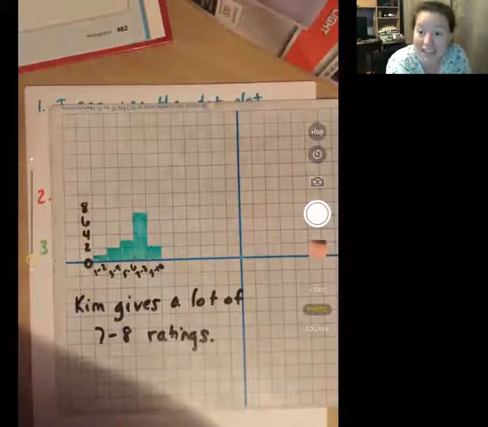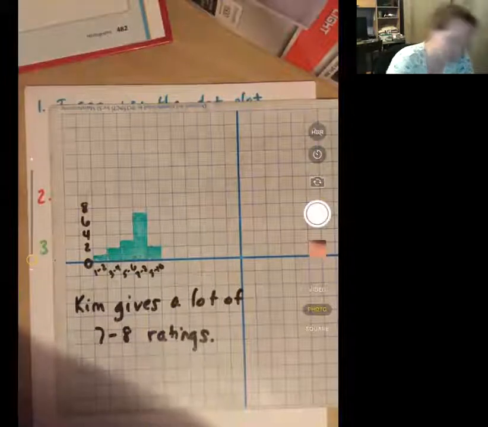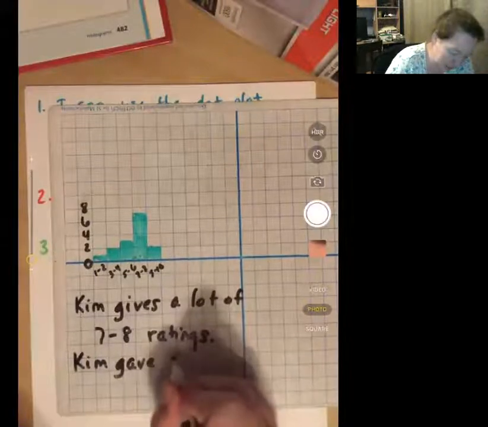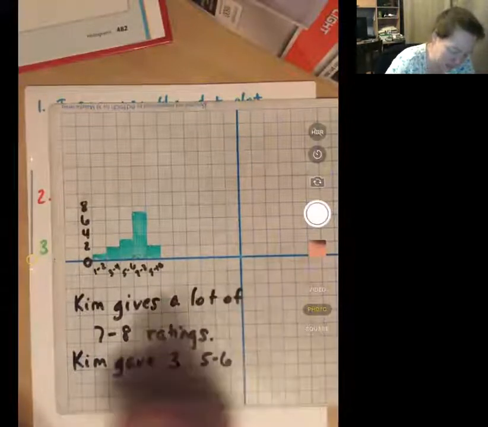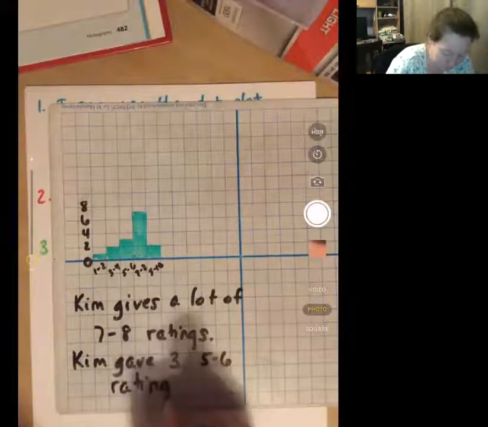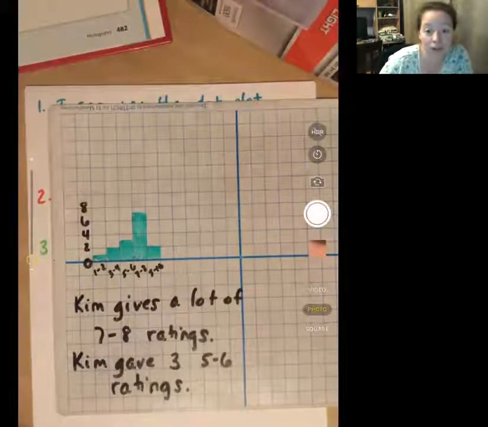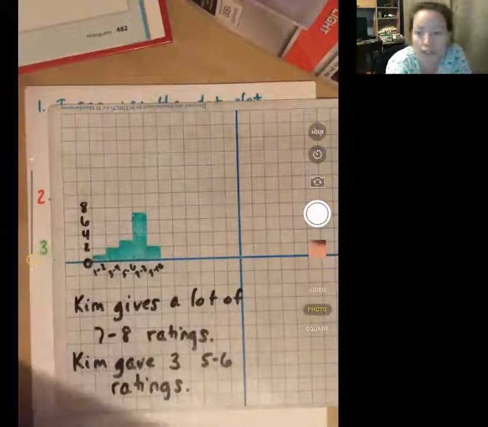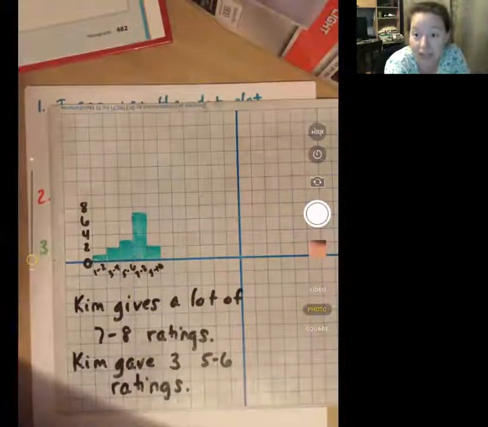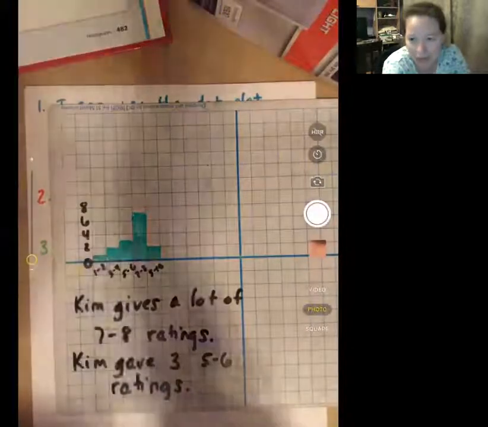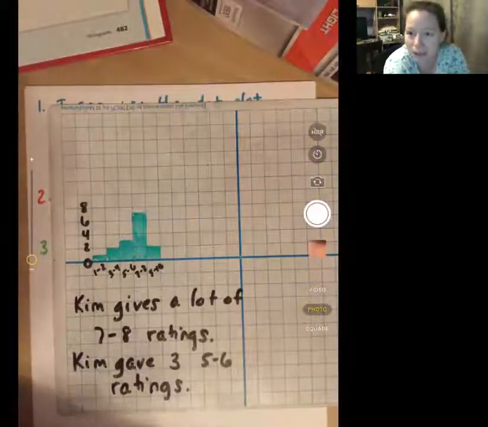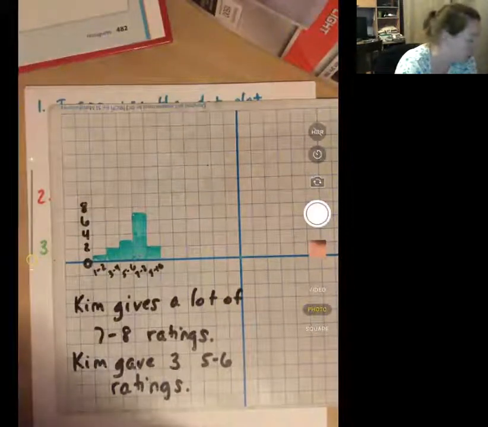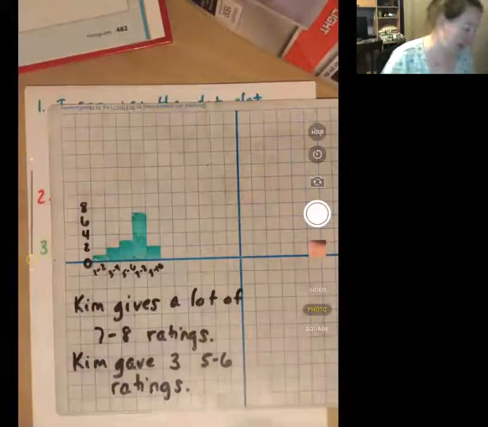You could start giving exact numbers. You could say Kim gave 3 5 to 6 ratings. Or you could say 1 to 2 is the lowest amount of ratings that Kim gave. It doesn't really matter. However you want to write it down, it's just some information that the graph that you made could tell you about.